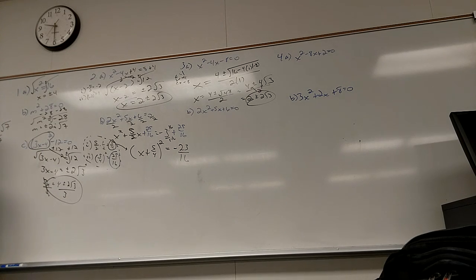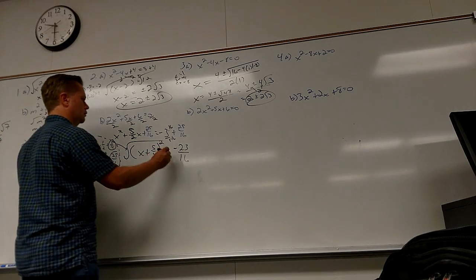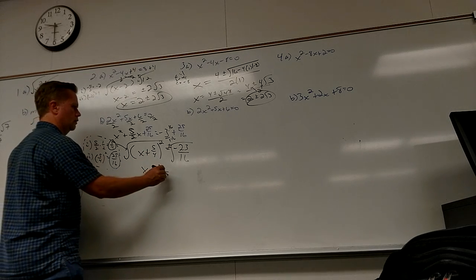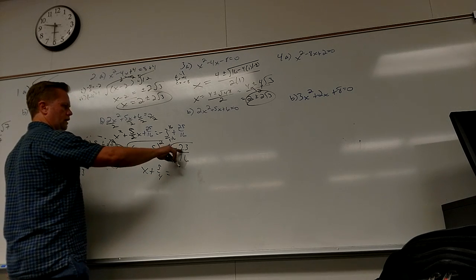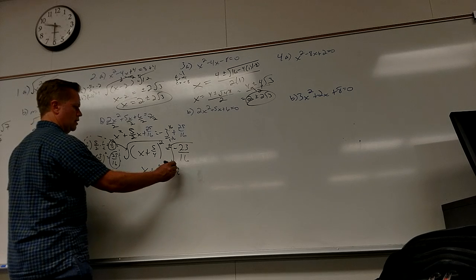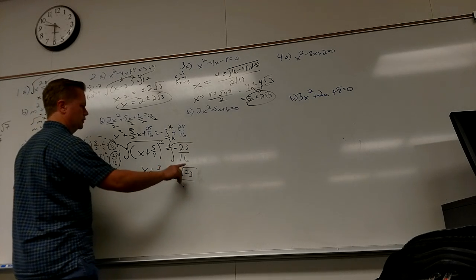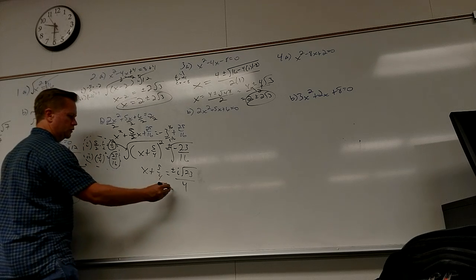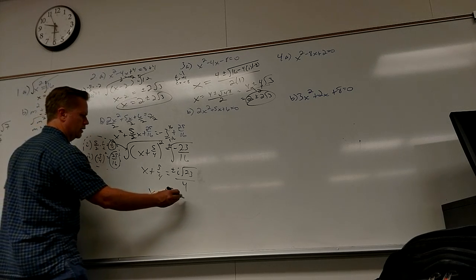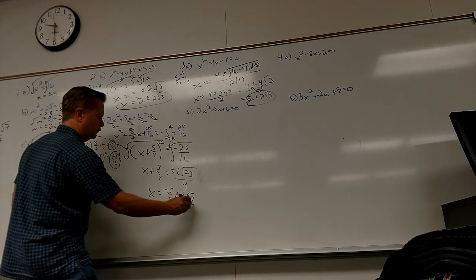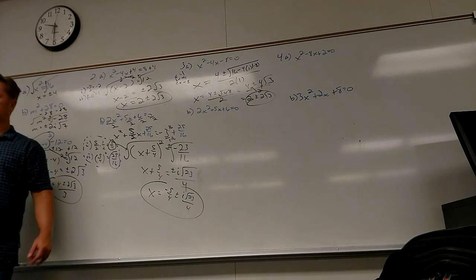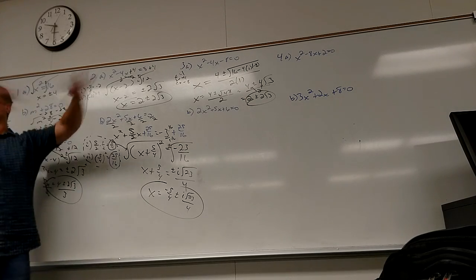And now I'm at the place where I can square root exactly. So what's the square root of negative 23? It's i radical 23. And what's the square root of 16? 4. So subtract 5/4 and you're done. Negative 5/4 plus or minus i radical 23 over 4. You could put the whole thing over 4, right? Negative 5 plus or minus i radical 23, all over 4.